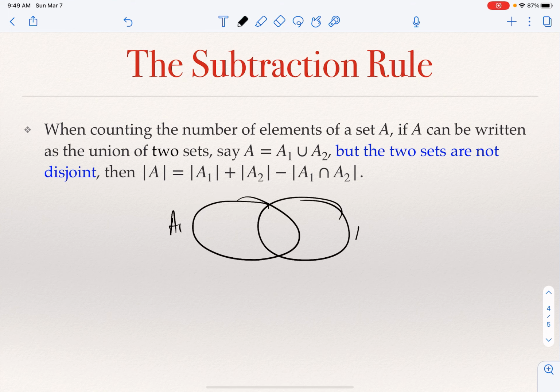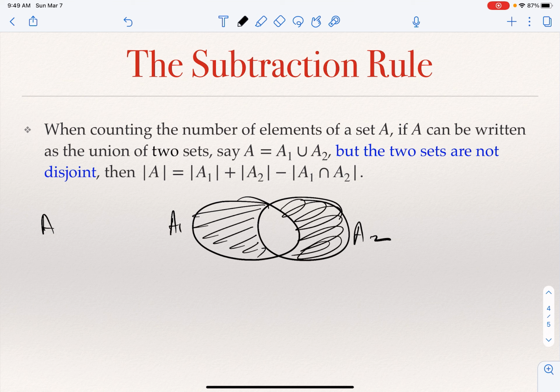So this is A1, this is A2, and this is A. I'm writing it as these two sets here. If you look at A1 and A2, then A can be written really as the union of three disjoint sets. One of them is this region here, one of them is this region here, and one of them is this, right? So these three regions are disjoint. Okay? So now what happens if I take the cardinality of A1 plus the cardinality of A2?